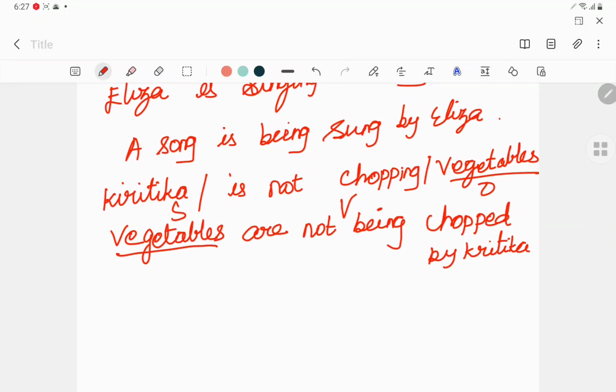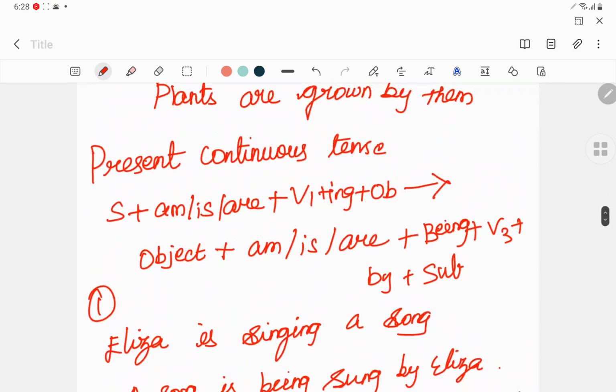So the object will change as the subject. Kritika is not chopping vegetables. How do you change that? Vegetables are not being chopped by Kritika. So both are the same. The meaning is the same, but if you give emphasis to the subject, you can use active voice. But if you are giving more emphasis to the object, you can use what? Passive forms. Okay, so these are about present continuous.